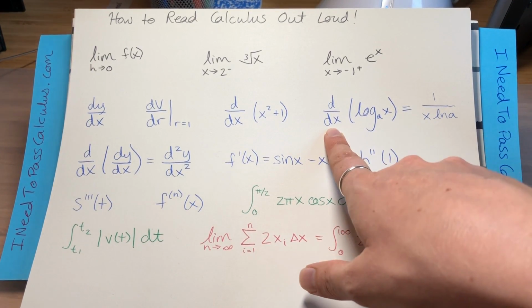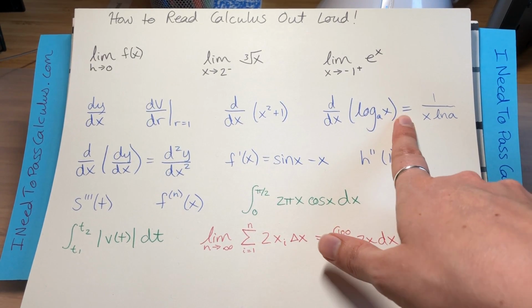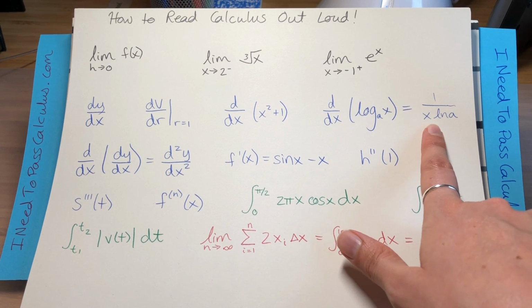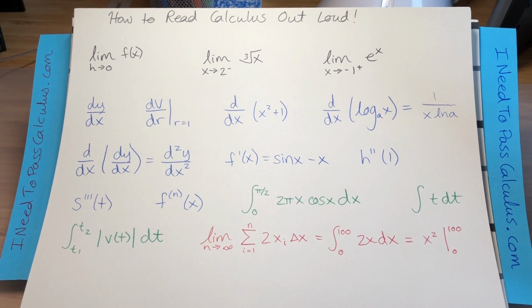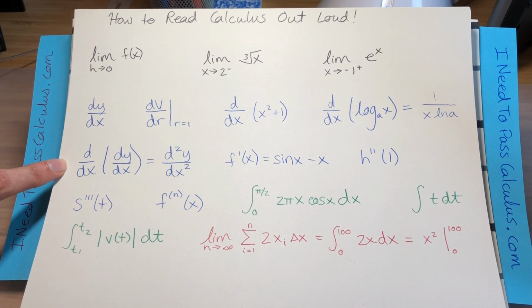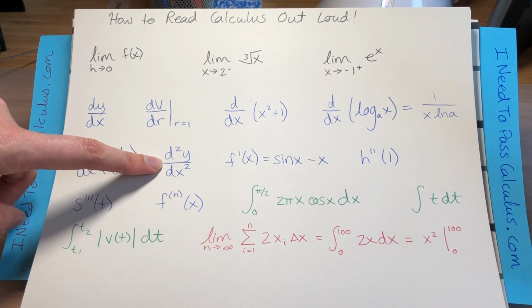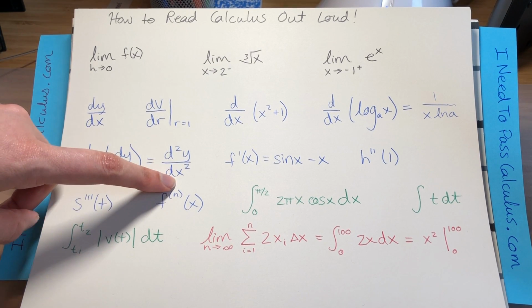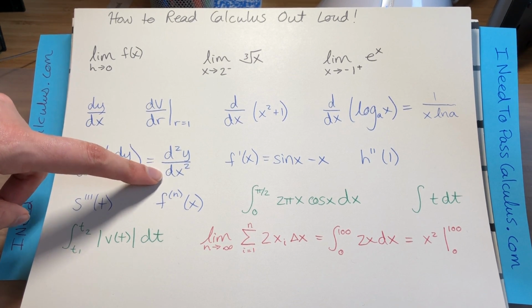This is d dx of log base a of x equals 1 over x ln a. This is d dx of dy dx equals, you would probably just say the second derivative of y with respect to x, or you could try to say this out loud, maybe d squared y over dx squared.